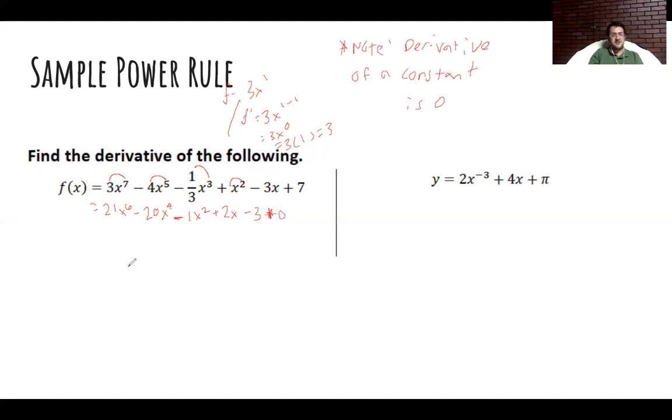Of course, I'd maybe package this a little bit more concisely. So I would write this as 21x to the 6th minus 20x to the 4th minus x squared plus 2x minus 3. All right, and then this one, to make this grammatically correct, I write this as f prime of x equals 21x to the 6th. Now in this one, I would write y prime, telling me that I took the derivative.